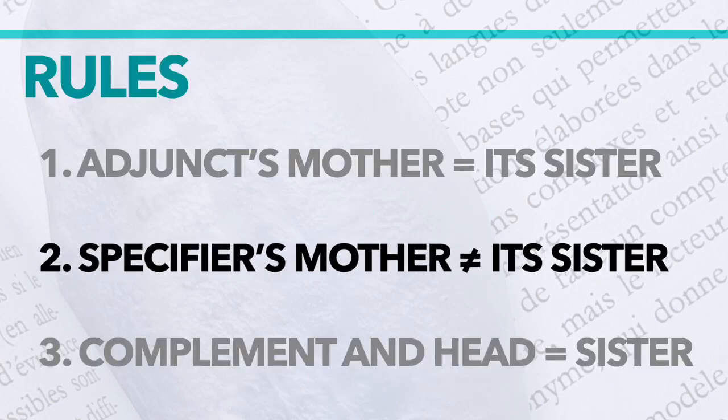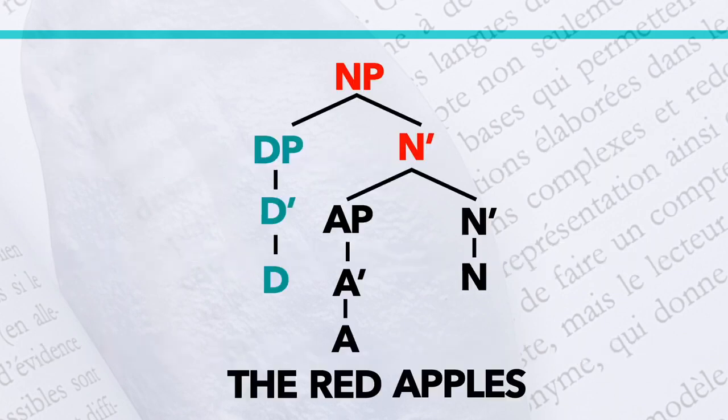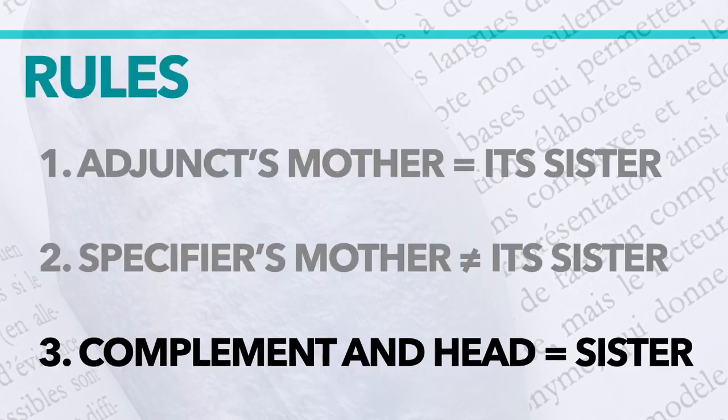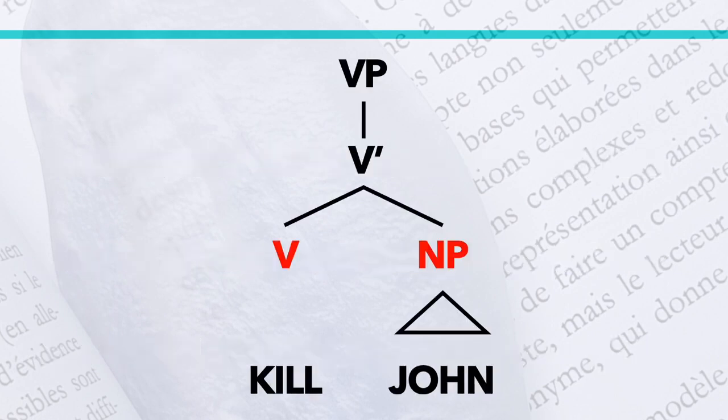Second, the specifier's mother should not be the same as its sister. In this structure, we can see that the mother of the specifier the is NP, and the sister of it is N-bar, not the same level. Third, the complements and the heads should be sisters. In this structure, we can see that the complement John and the head V, kill, are sisters.